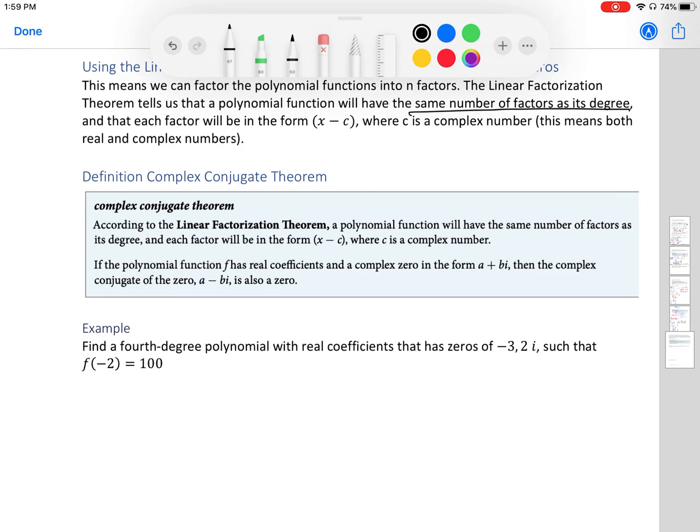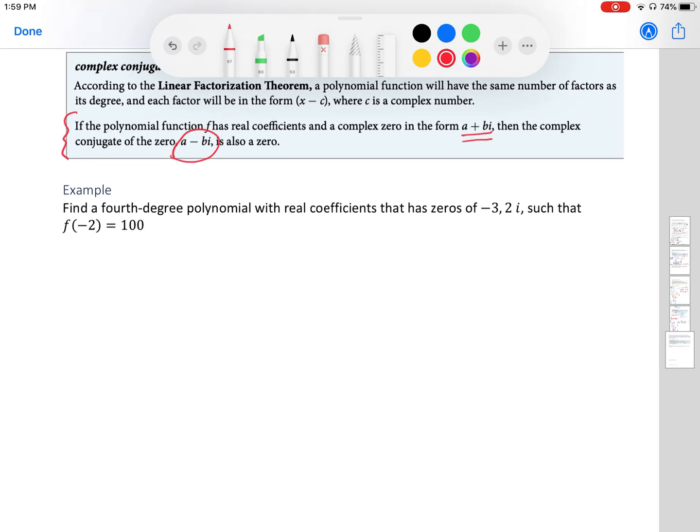So one thing I want to point out that I don't think gets enough attention is the fact that it can trick you. If you're given a problem and you're asked to find the polynomial, it can trick you and only give you one of the complex answers. From there, we're supposed to catch on and say, hey, if I have one complex answer, I also have the conjugate. Okay, so let's do this example.